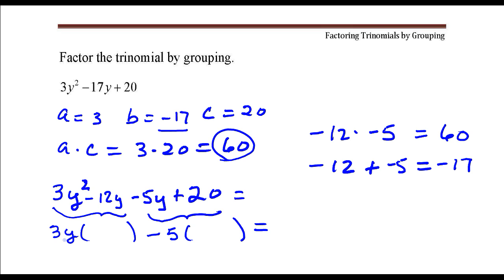Okay, so if I factor 3y out of the first two terms, I'm left with y minus 4. If I factor negative 5 out of these two terms, I'm left with y minus 4 also.